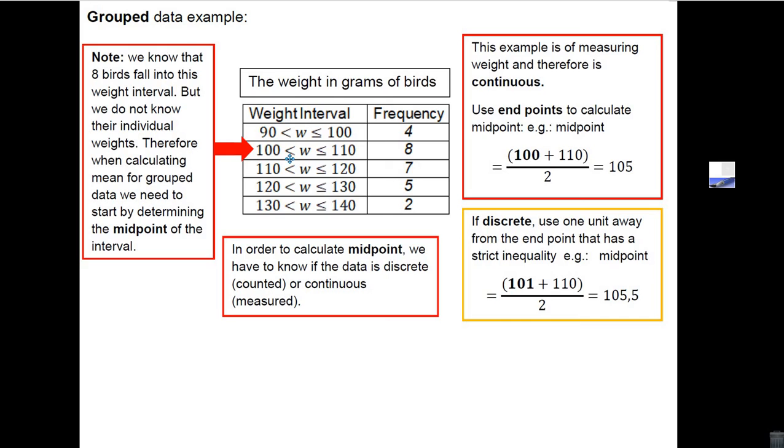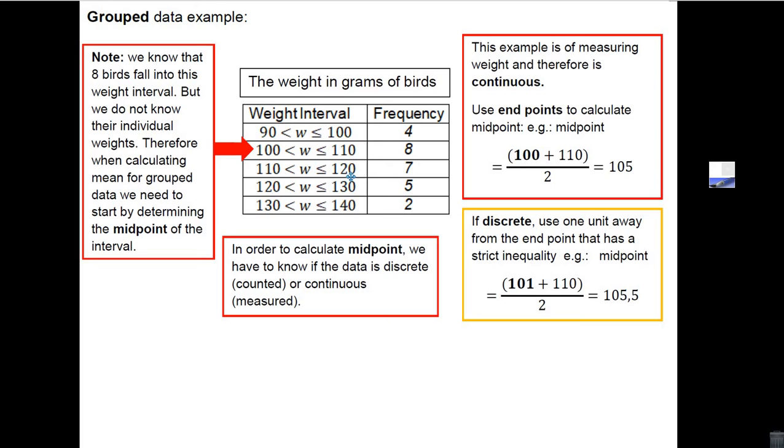Now, say you wanted to find the mean. Your calculator will do this, and what it does is find the midpoint. If it's continuous data, just go 90 plus 100, divide by 2. The midpoint's 95. You multiply it by 4, and you get the contribution of these 4 birds. It's like an estimation. Then 100 plus 110 divided by 2 is 105, times 8, and so on, times 7. But your calculator does all of this. If you just put in the midpoint and the frequency, and press AC, it works out the mean for you.